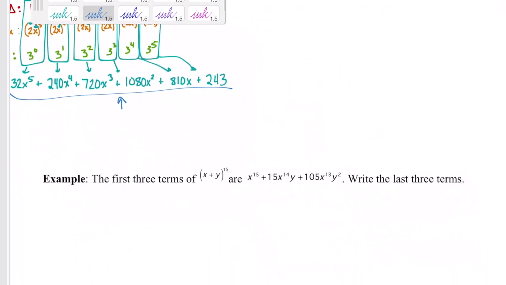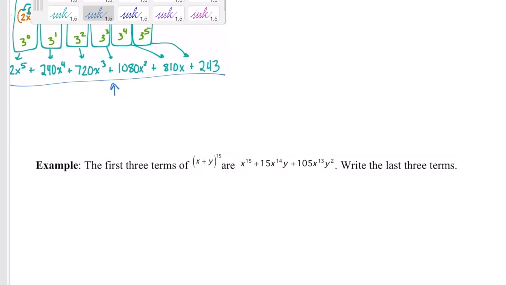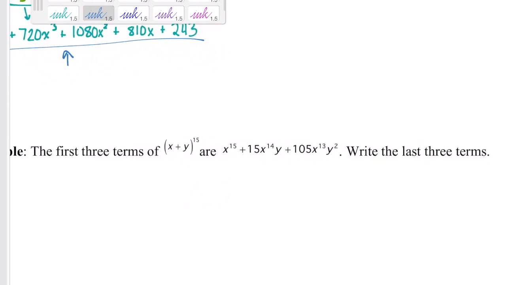All right, and then the last one that I'm going to go over with you guys. So here they have given me the first 3 terms. So I know my first term is this, second term is that, third term is this. They want us to write down the last 3 terms. So something that is really awesome about Pascal's triangle is that the first 3 coefficients are going to mirror the last 3 coefficients.